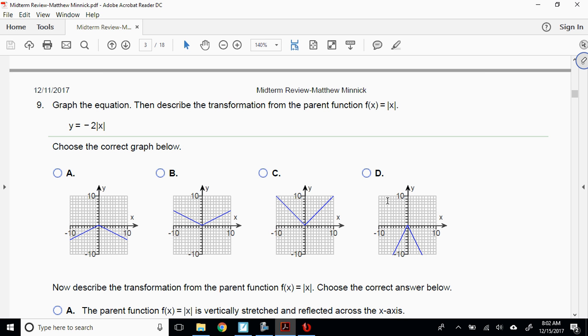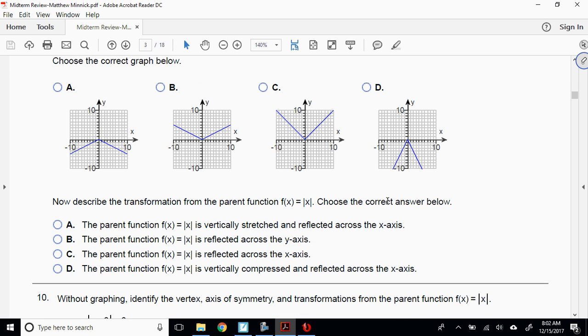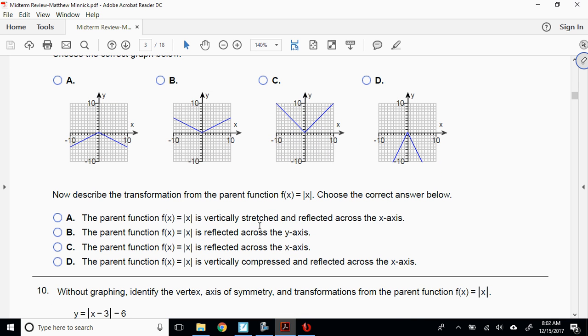The graph part of 9 is D. The bottom part of 9 is A, because the graph is vertically stretched and reflected across the x-axis. So for 9, the right answers are D for the graph and A for the second half.